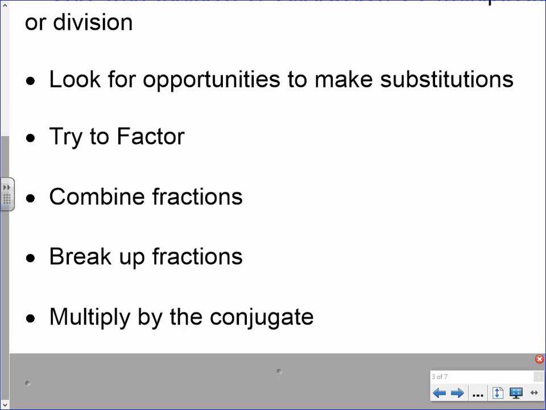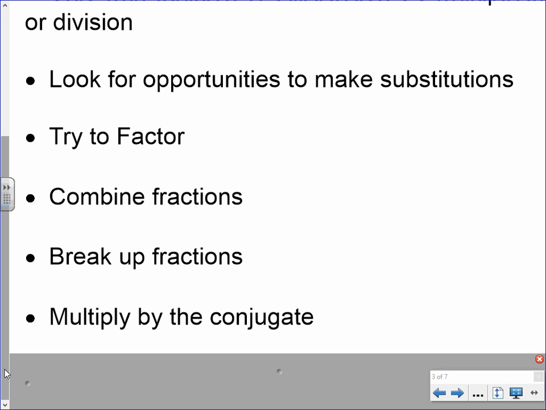Okay. Multiply by the conjugate. We saw that in the example 1 over 1 minus sine of x. Okay, you remember that from Friday? We multiplied numerator and denominator by the conjugate to create a Pythagorean identity, so we could use that substitution.